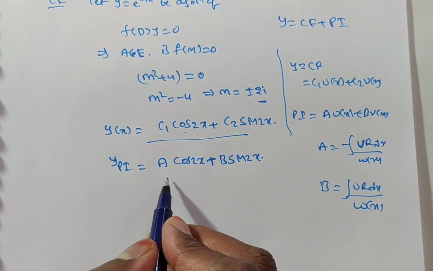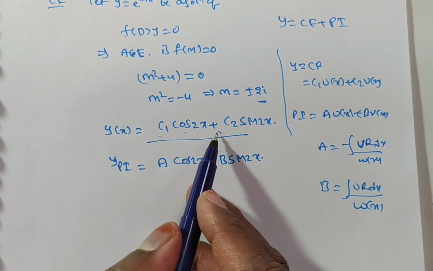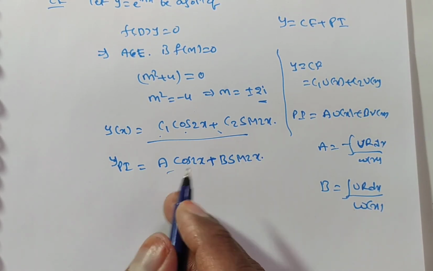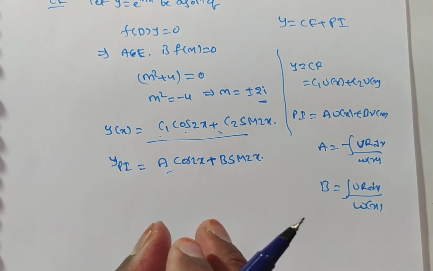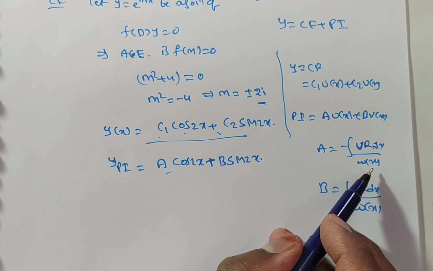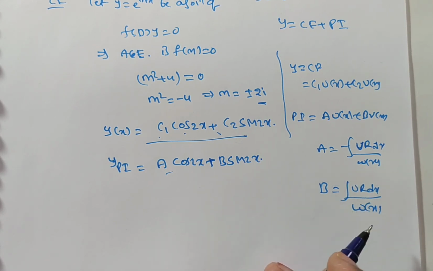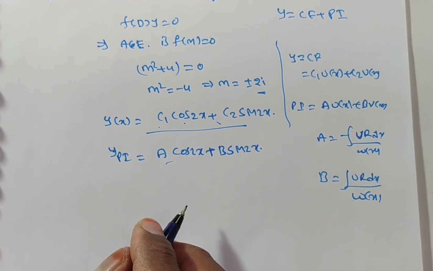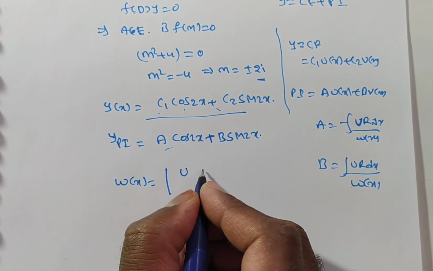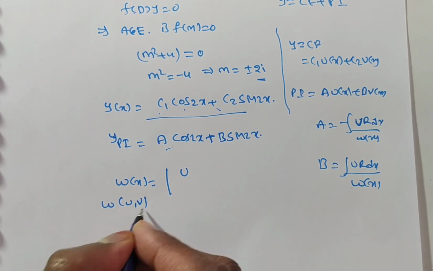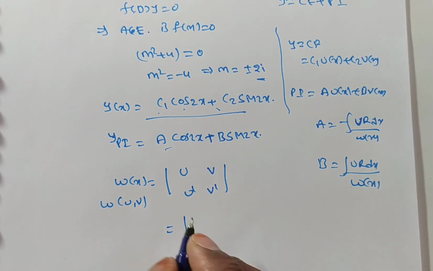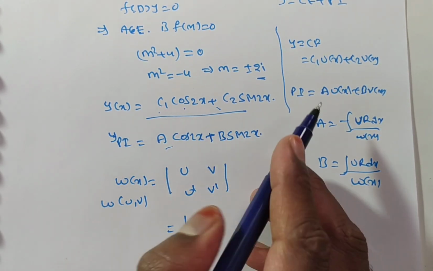Now what are the unknowns we actually have here? c1 and c2 are arbitrary constants in the complementary function. But a and b we need to find in the particular integral. How can we find a and b? a = -∫ vR dx / W(x), and b = ∫ uR dx / W(x). Here W(x) is the Wronskian function. So what is the Wronskian? The Wronskian W(x), denoted W(u, v), is the determinant with u, v, u', v'. So u is equal to, what do you have? u(x).